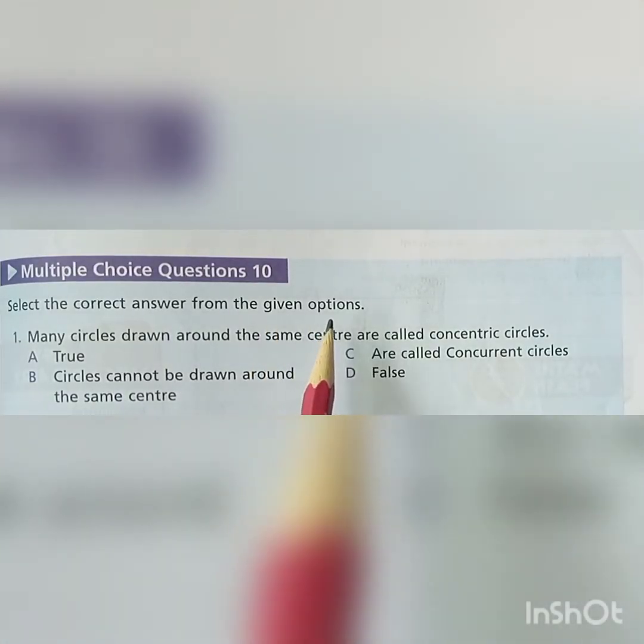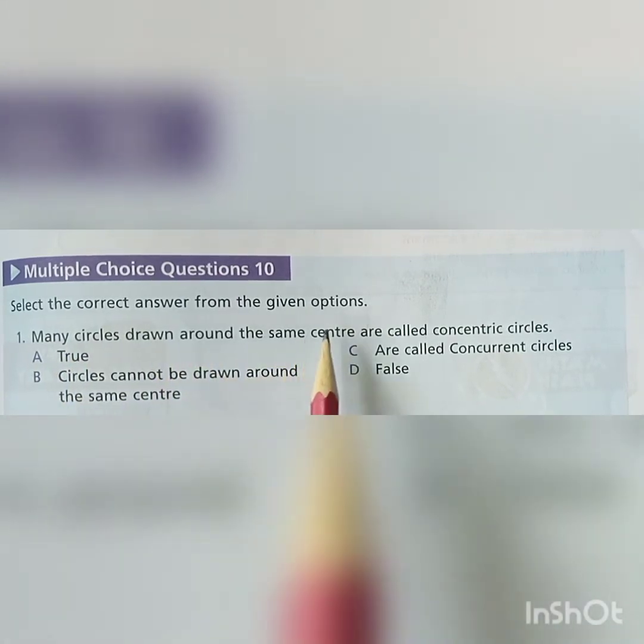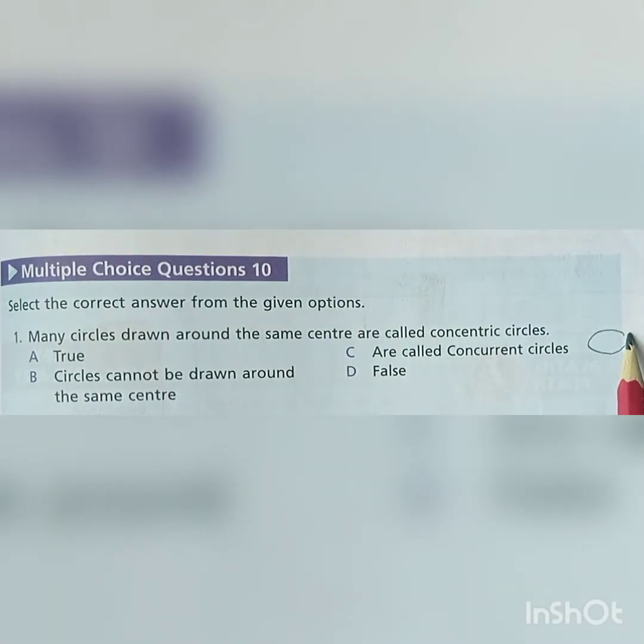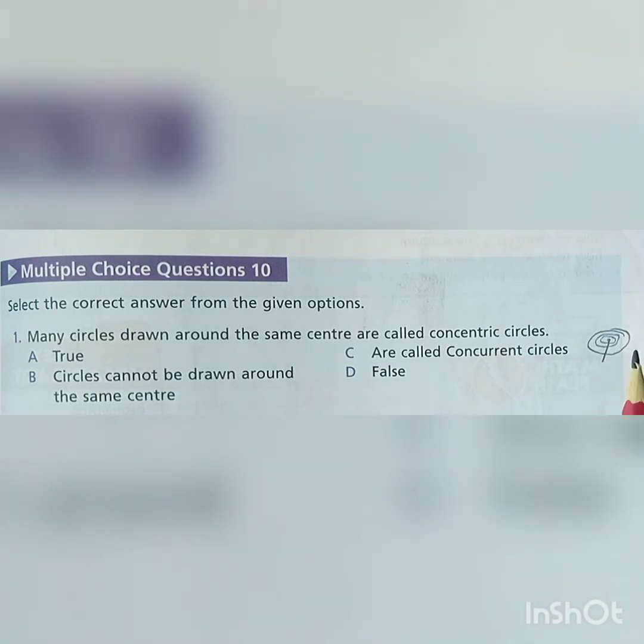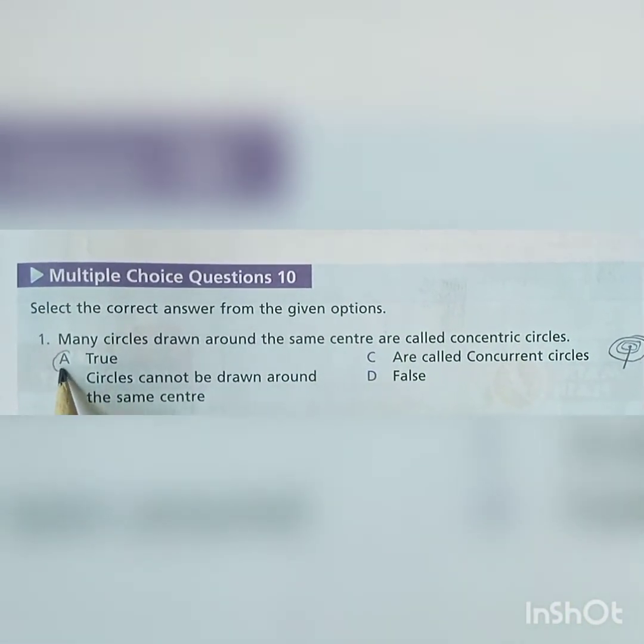Multiple choice questions. 10. Select the correct answer from the given options. Students, you have to pick the correct answer from the given options. The question number 1 is, many circles drawn around the same center are called concentric circles. Students, according to the definition of concentric circles, there is one circle and inside it several circles are drawn. These are called the concentric circles where the center point is the same. So according to the definition of concentric circles, this statement is true.